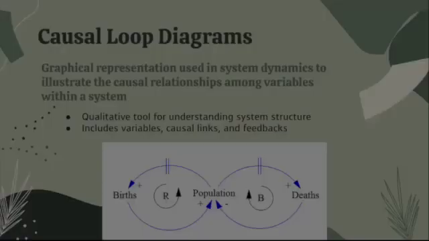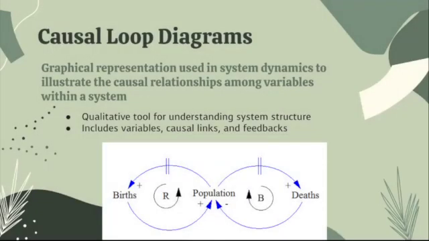So causal loop diagrams are a graphical representation of a system used to illustrate causal relationships among all of the important variables in a system. It's a qualitative tool for understanding the structure of your system, and it should include all important variables, causal links, and feedbacks. Causal loop diagrams can often serve as the basis for constructing more complex quantitative models, and they help to really put together an architecture for your system dynamics model.